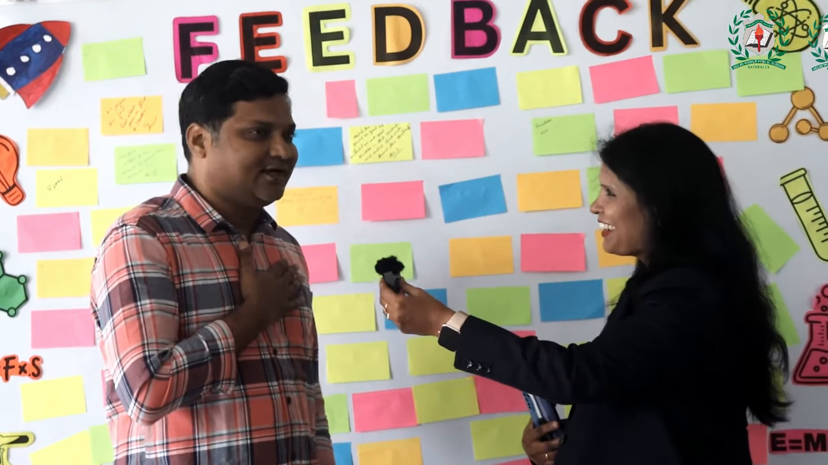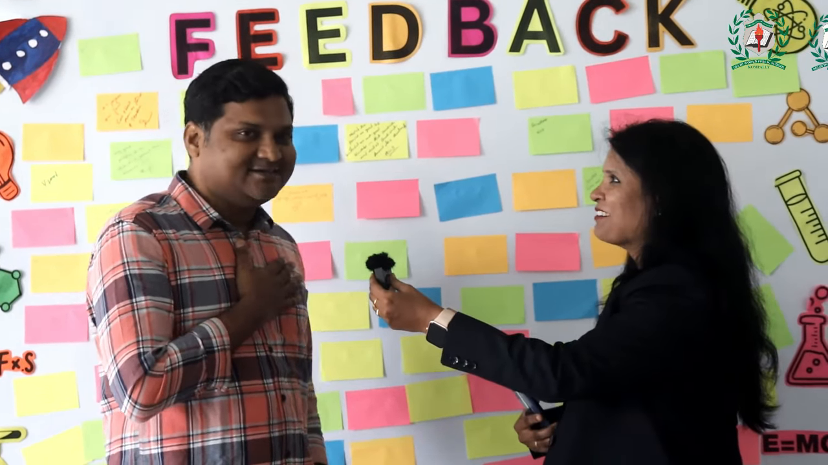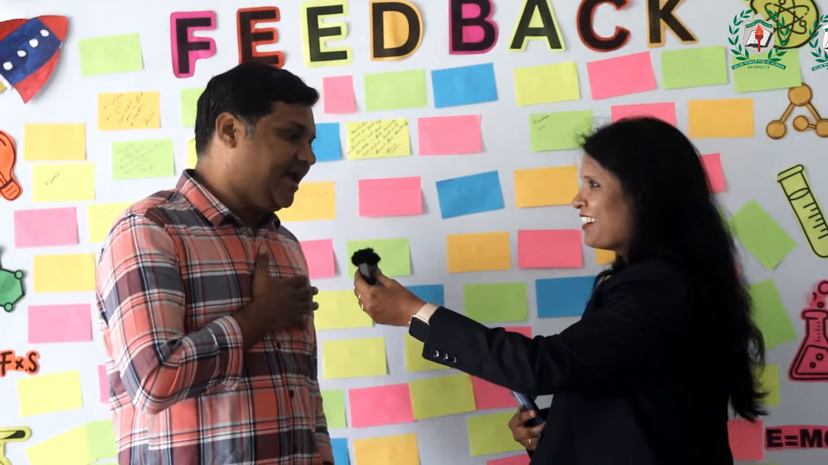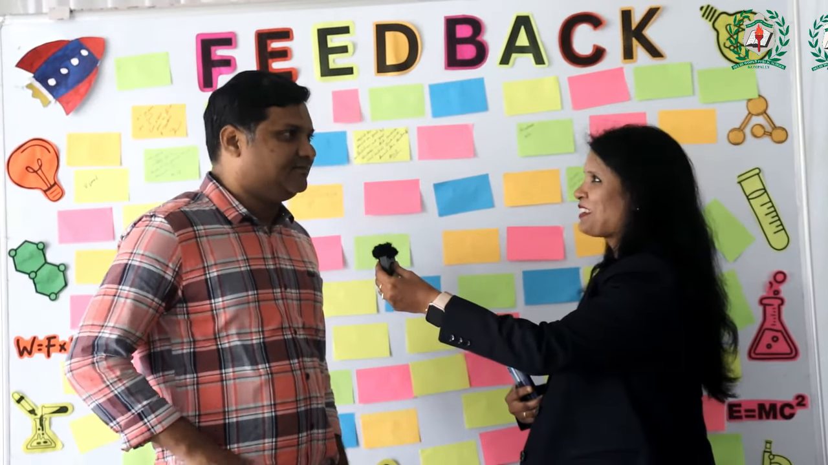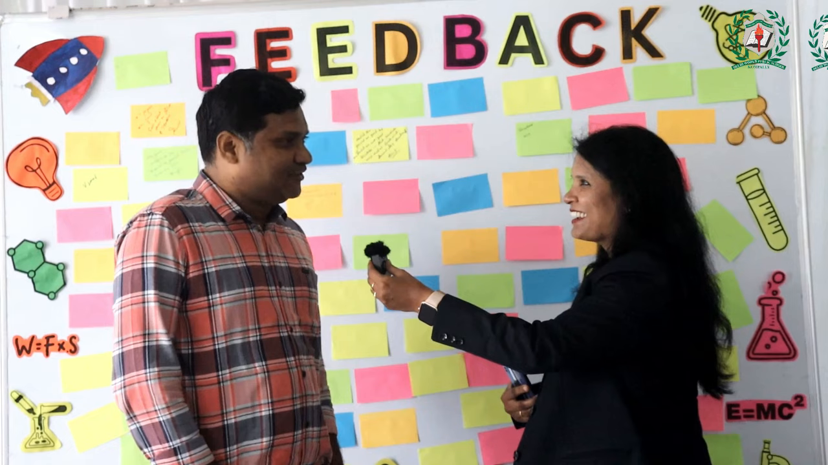Even my son is there. He also did a good job. He's Ishan Shubhankar, in 5th grade, section A. Okay, 5A. So how did he find his work? It is good. He's good.